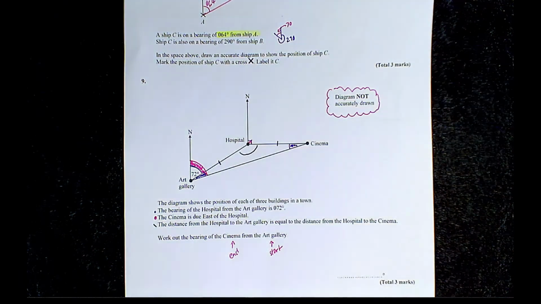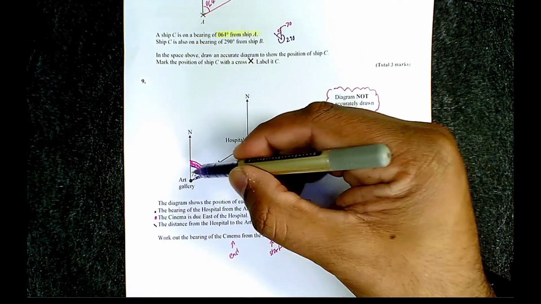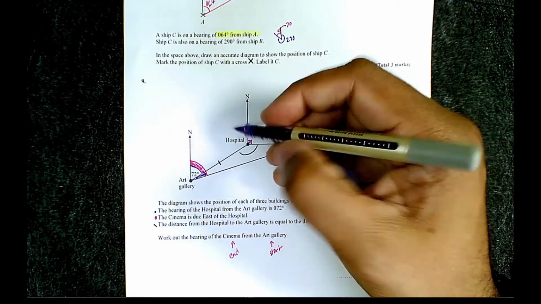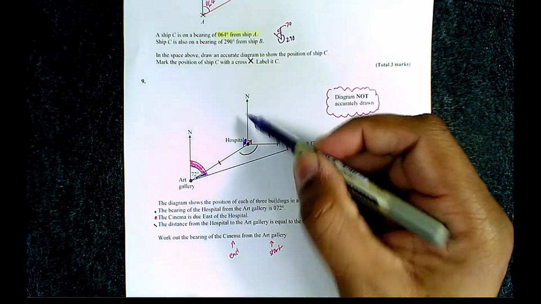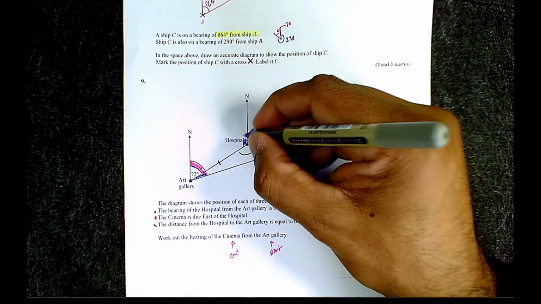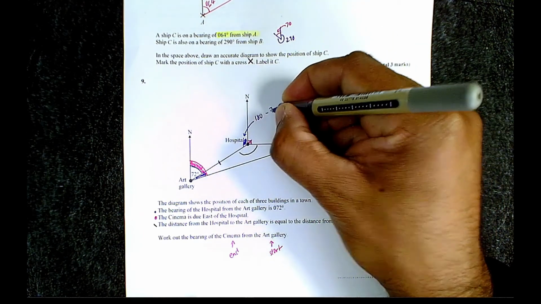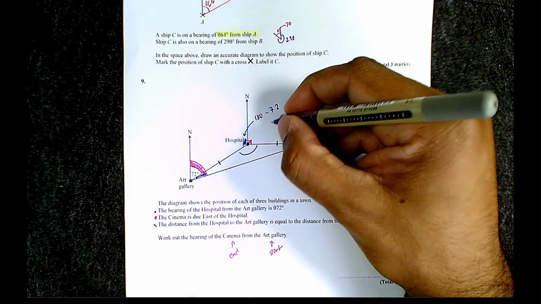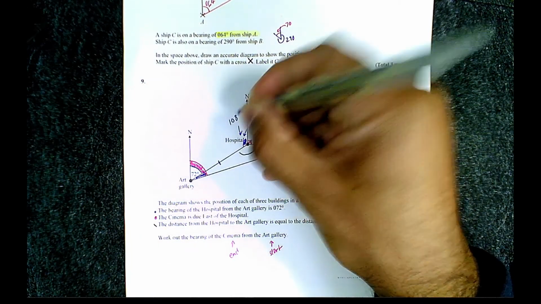Now before I do that, one thing I've got to recognise is that the angle from the hospital going in an anti-clockwise direction to the art gallery, so this angle here is co-interior or supplementary. It's like a C angle. So to work out what this angle here is, it's going to be 180 minus 72, which equals 108 degrees. So this angle here is 108.